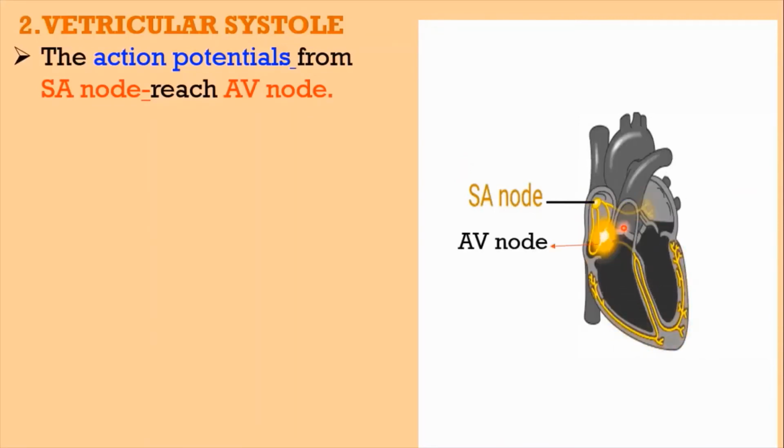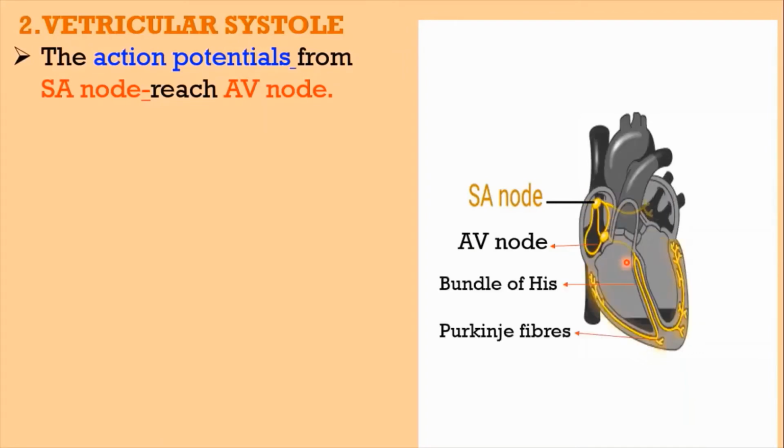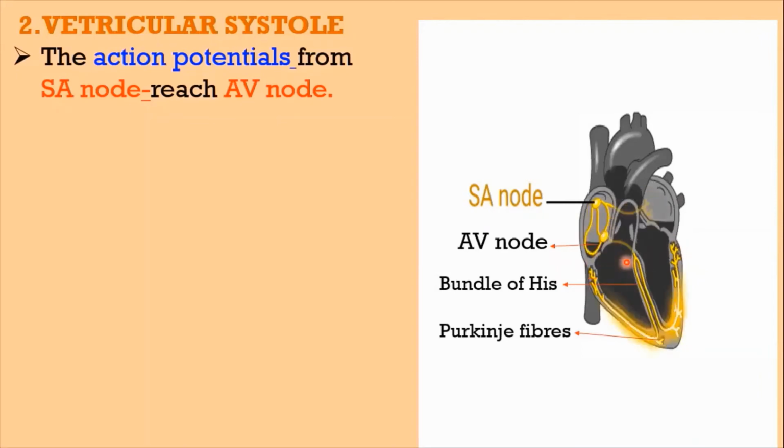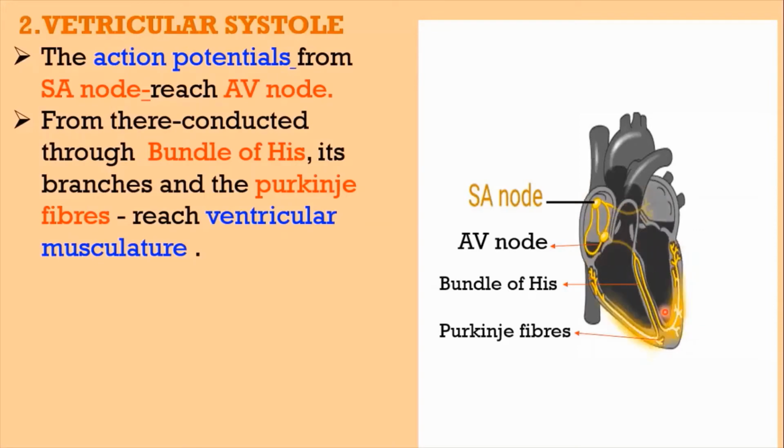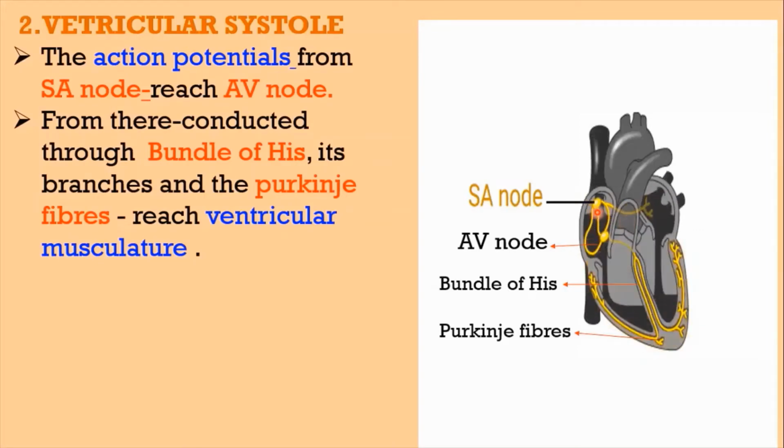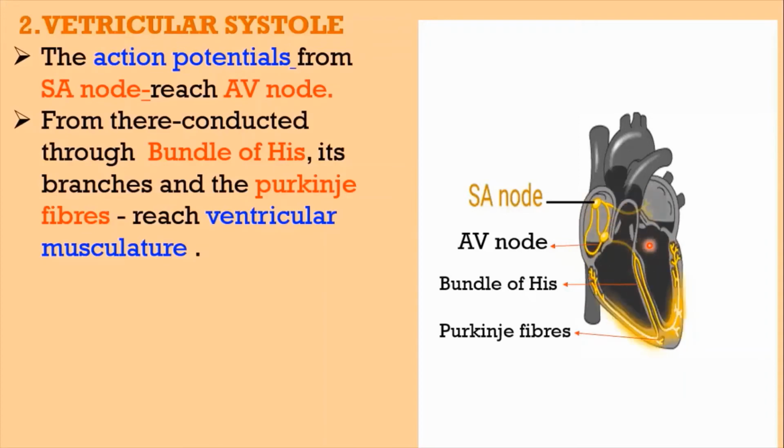From the AV node, these action potentials are conducted through the bundle of His, its branches and Purkinje fibers. Then they spread over the entire ventricular musculature. This is the passage of action potentials from SA node to ventricular musculature. Action potentials generated from the SA node can directly reach the atrial musculature only. They can't reach the ventricular muscles directly.